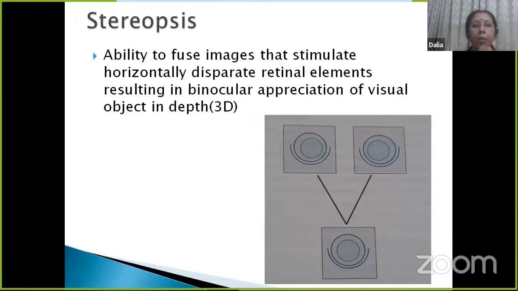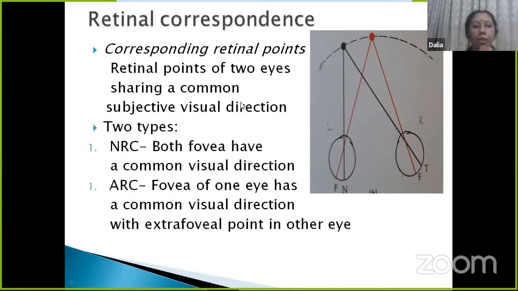And in stereopsis, slightly horizontally disparate retinal elements are stimulated, and the patient appreciates a three-dimensional picture. Now, what are corresponding retinal points? Retinal points are points in the two eyes which share a common subjective visual direction. You can see the fovea of the left eye and the right eye have a common visual direction in space. So the fovea of both eyes are corresponding retinal points. But when it comes to extrafoveal points, a temporal point on the right eye corresponds to the nasal point on the left eye. So these two are corresponding retinal points.